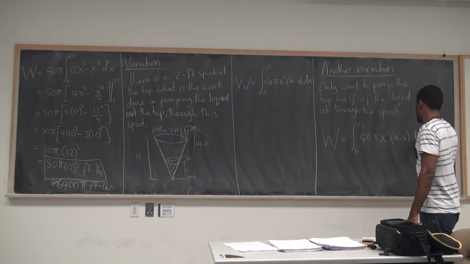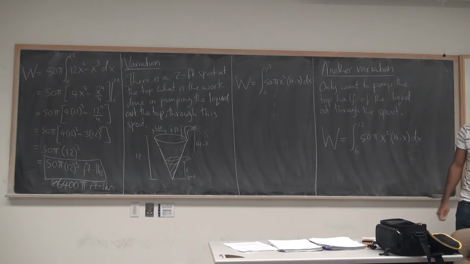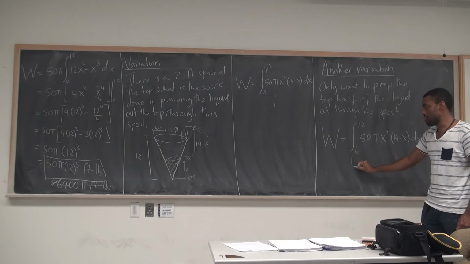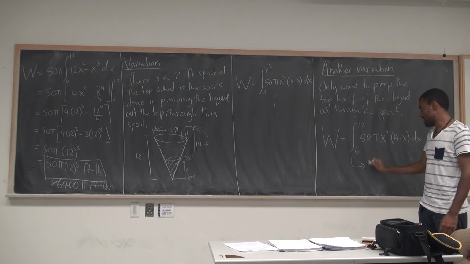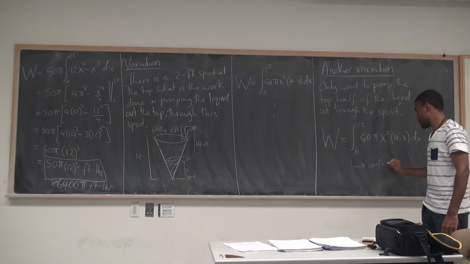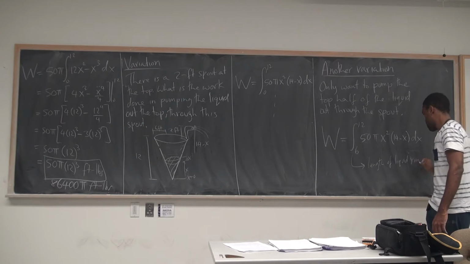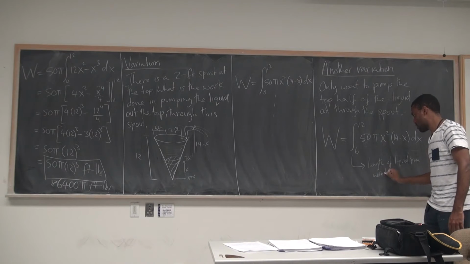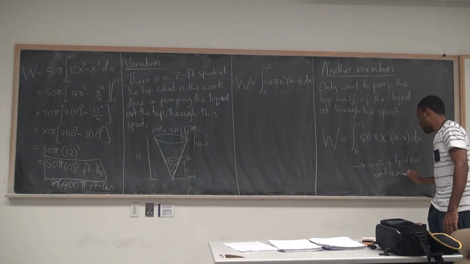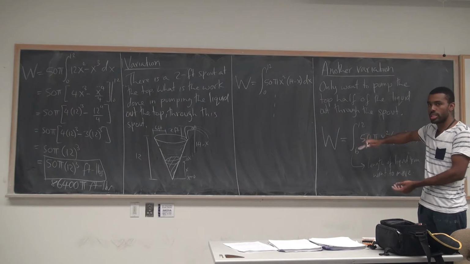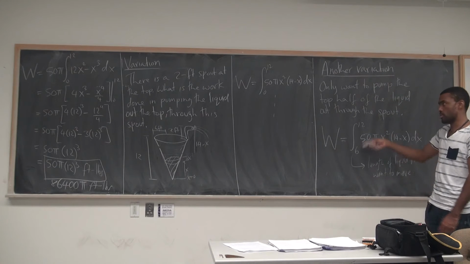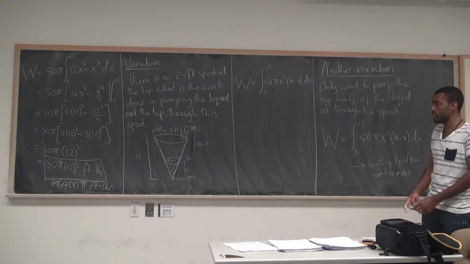But hey, your brain has something. That's it. Remember our limits, what do the limits describe? The length of the liquid you want to move, right? 6 to 12. I only want to move the top half. That means I want to move all the liquid from position x equals 6 to x equals 12. So the only thing that's going to change here is the limits on my integral.